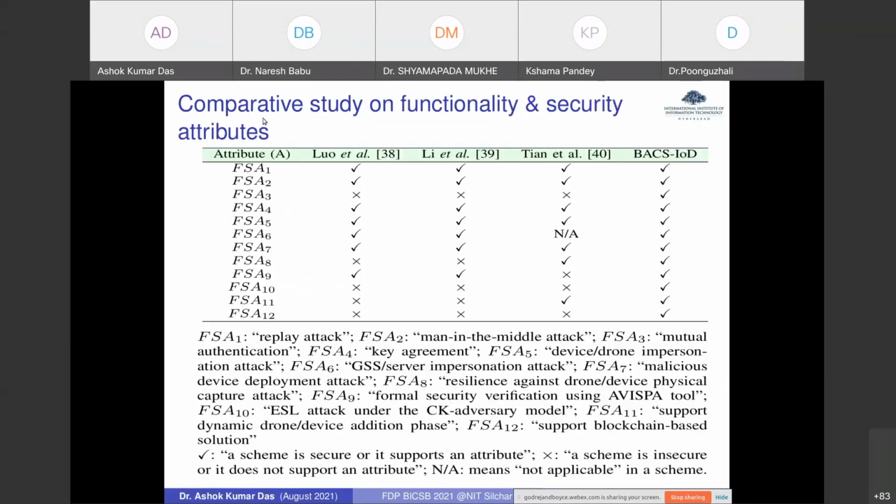So then we have done a comparative study on functionality and security attributes, and you will see that we have compared with three schemes. Our scheme is much superior because it is designed in such a way that it is resistant to ESL attack under the secret adversary model, which is one of the very good functionality features. In addition, it also supports blockchain technology solutions.